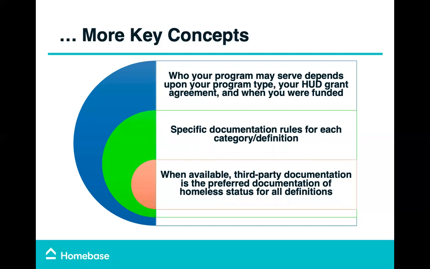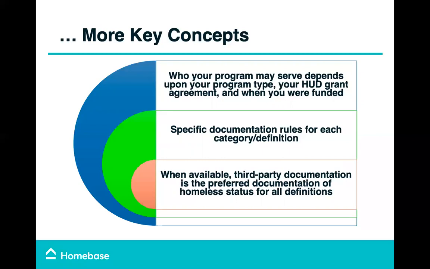And some more key concepts. So who can your program serve, right? That's going to depend upon a few things. First of all, your program type. Right? Are you a rapid rehousing program, permanent supportive housing program, or transitional housing program? What is in your HUD grant agreement? And when were you funded? So the bottom line is that your supervisor should have this information, but if you run into issues or have questions, you can feel free to contact us. We can help you figure out who you can serve.